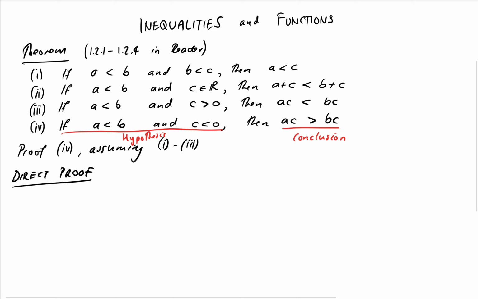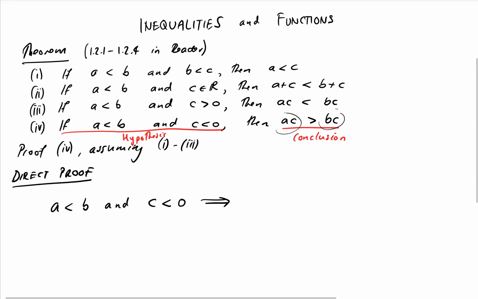Okay, so I'll start by writing down my hypothesis. A is less than B, and C is less than 0. So I'm going to use this implication symbol to mean this implies. Now I'm going to write down a new statement that I can justify based on my hypothesis combined with facts that I know. Now I can see that in my conclusion, I've got these product terms AC and BC.